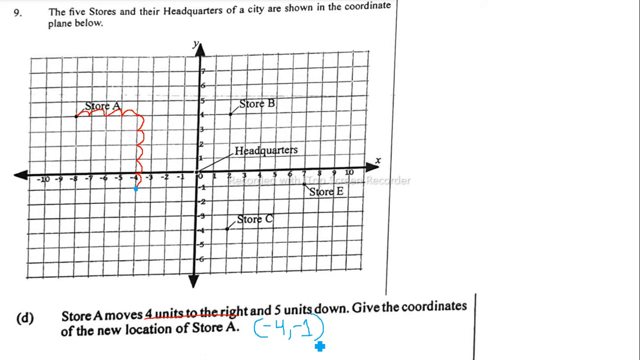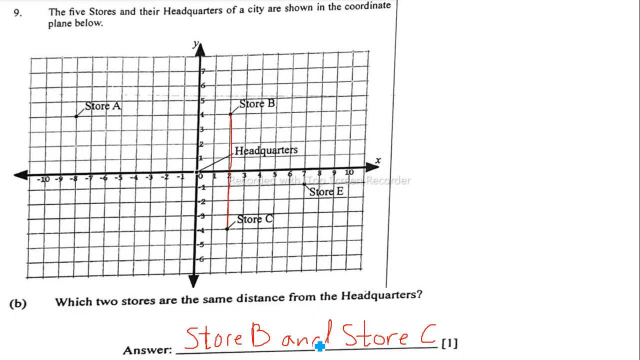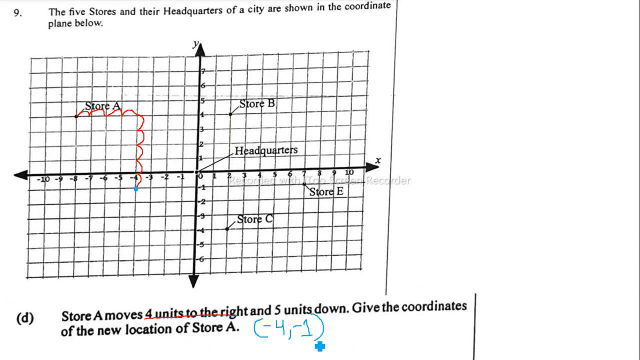Excuse me, Mr. Petit, can you go back to question B? My internet was acting up, so I didn't see the question and answer. Star B and star C. Okay, I got it. Okay, no problem. Could you go back to G, please? Sure.